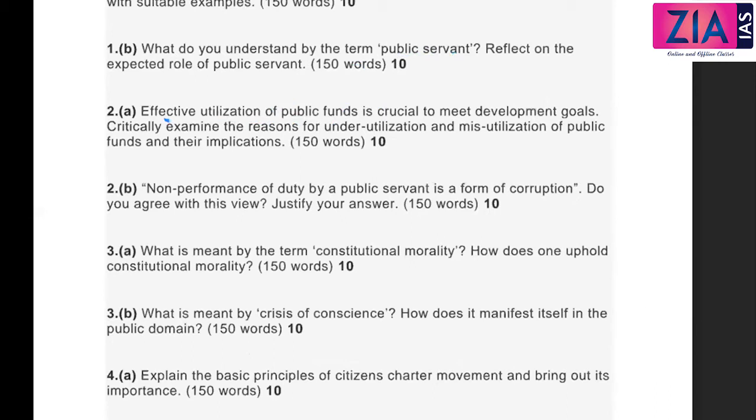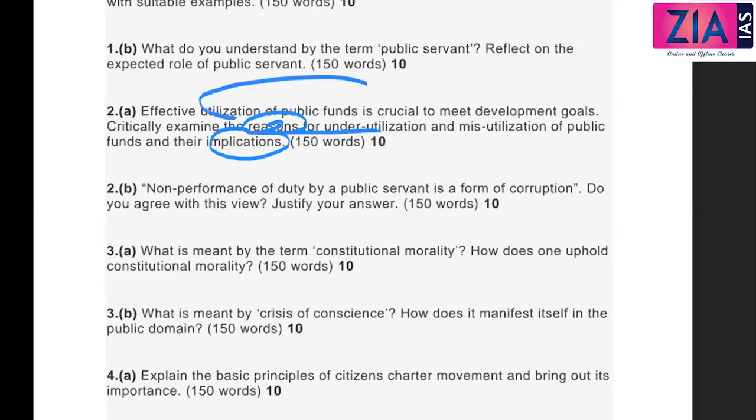Critically examine the... okay, here they're asking about the, see, you have to understand the question clearly because you only have 150 words. Don't beat around the bush. See the question which is asked. The reasons is what you need to highlight here: reasons for underutilization and misutilization of public funds and their implication. So you need to talk about the reasons and you need to talk about the implications. What is the impact which is going to be seen in the society?